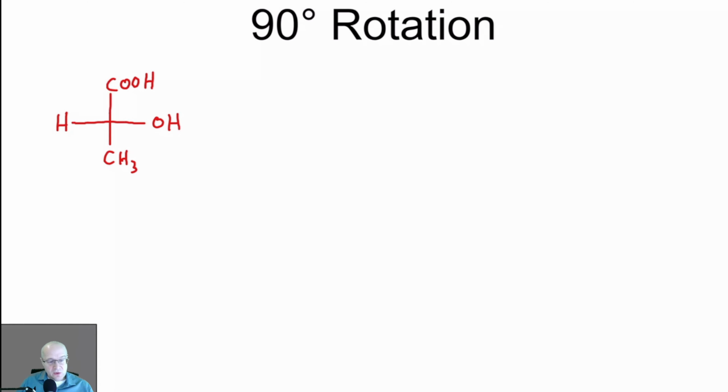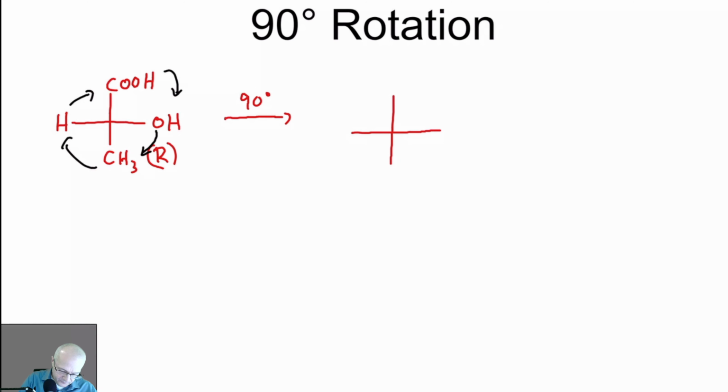So here's our original Fischer projection of a molecule with an R configuration. Now let's rotate this thing 90 degrees. So I'm going to move it, say, this way. Everybody's going to change positions 90 degrees, okay? When I do that, the COOH will go here, the OH will go there, the CH3 goes here, and the hydrogen goes here. Now you may be thinking to yourself, well, what's the big deal? It's just rotate it.